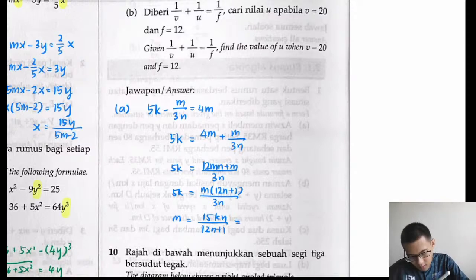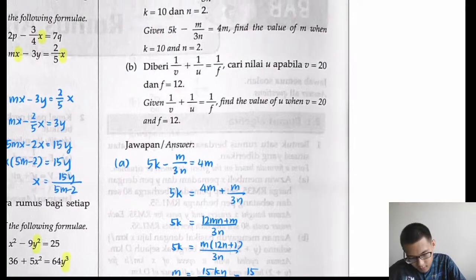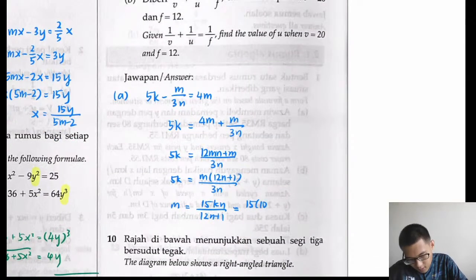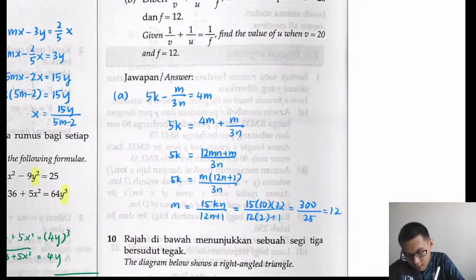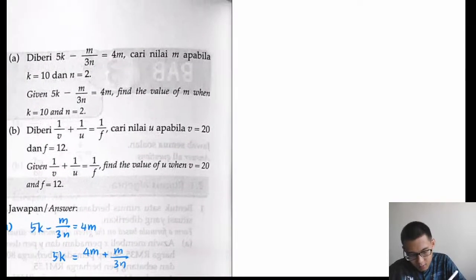So I substitute k is 10, then n is 2. Okay, so just find out the answer. 15 times 10 times 2 actually is 300, right? And then divided by 12 times 2 plus 1, 25. Get the 12 answer. And then the b, how about the b?